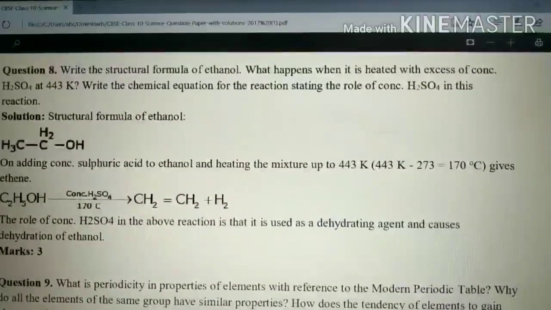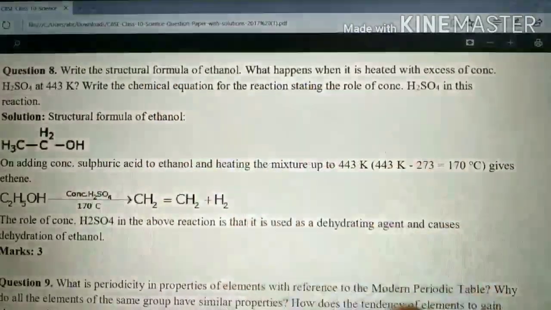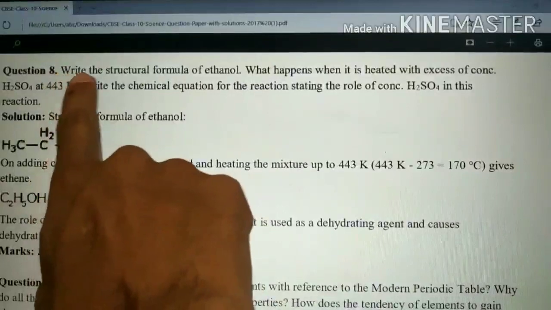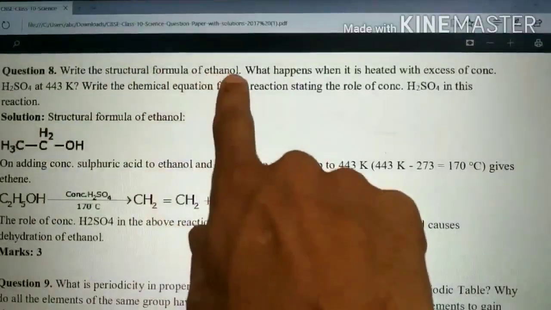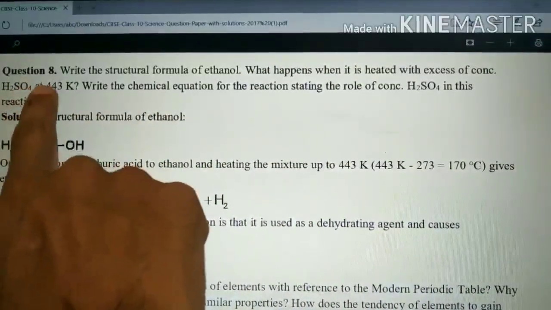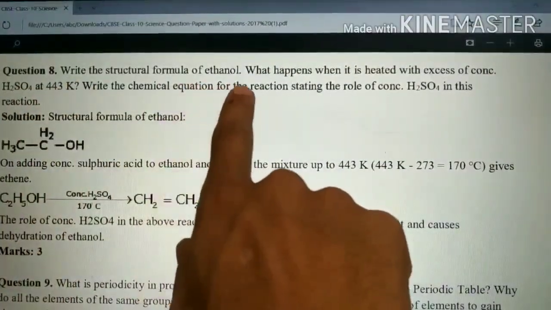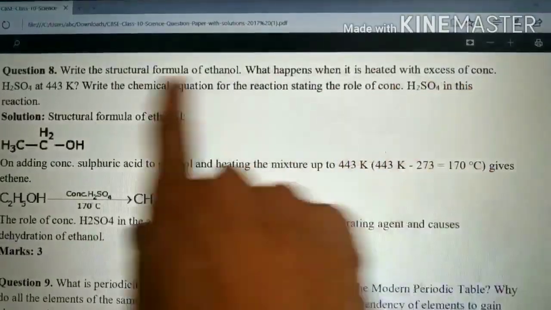Okay, question number 8. Now only 2 minutes are left. This is the last question for today's video. Write the structural formula of ethanol. What happens when it is heated with excess concentrated H2SO4 at 440 Kelvin? Write the chemical equation for the reaction, stating the role of H2SO4 in this reaction.